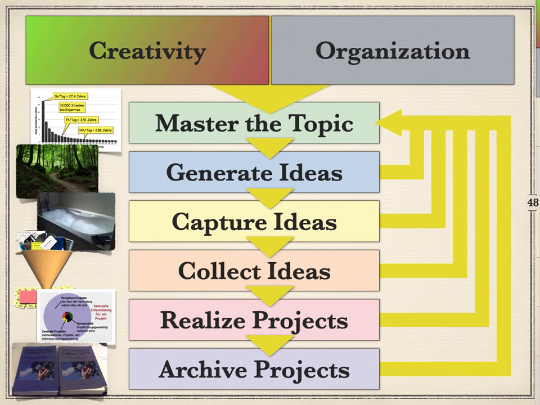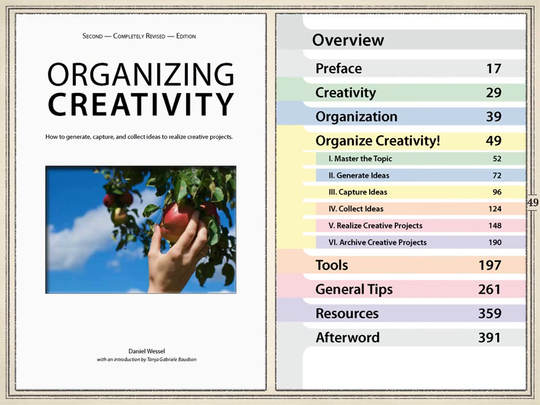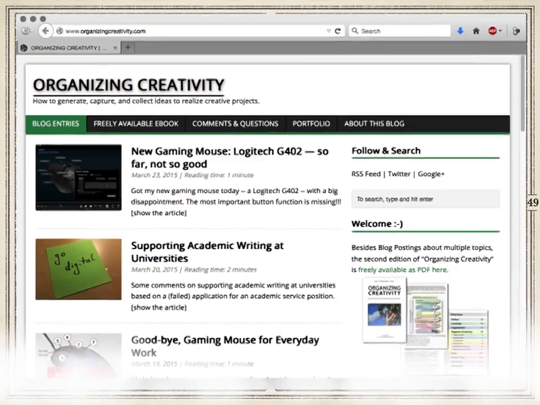So this was a short overview: creativity, organization, master the topic, generate ideas, capture ideas, collect ideas, realize projects, archive projects. And most of the information here comes from a Just for Fun book, one of the books I did with Scrivener, called Organizing Creativity, which is available for free on my website. It also covers the same topics and a few other things in much more detail, and hopefully in better English than my presentation style at the moment.